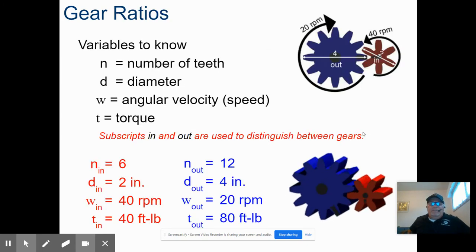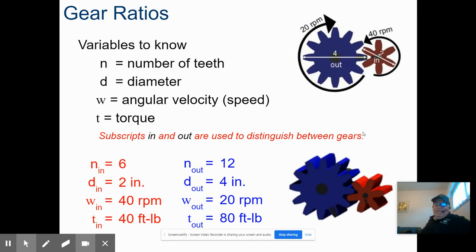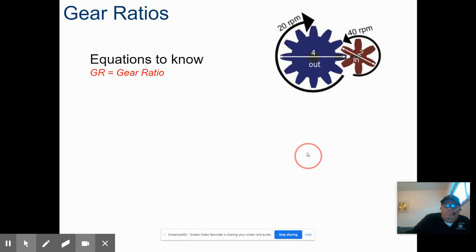Okay, so now gear ratios. The variables that we're going to deal with are the number of teeth on the gear, the diameter, which is D, the angular velocity, which is the speed, and torque. The subscripts in and out are used to distinguish between gears. So this is the input gear and this is the output gear.